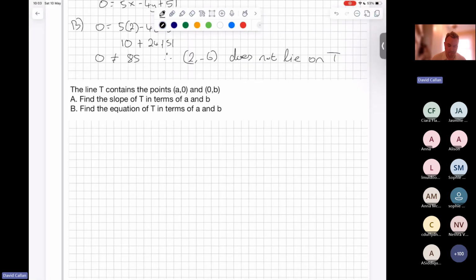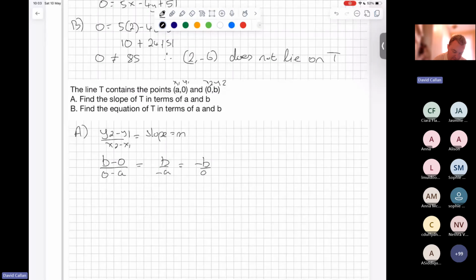Right, so again, don't lose your nerve. x1, y1, x2, y2. Part A there. y2 minus y1 over x2 minus x1 is how you get your slope, which we're going to call m, of course. And you sub in. So b minus 0 over 0 minus a is equal to b over minus a, or just minus b over a. So the sign always goes with the numerator. So just to bear that in mind. And that's that. That's how you do that one there.